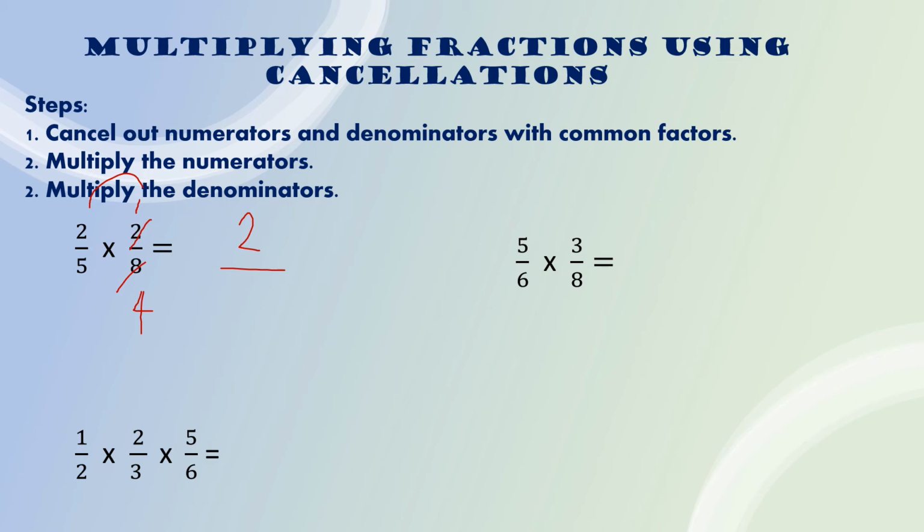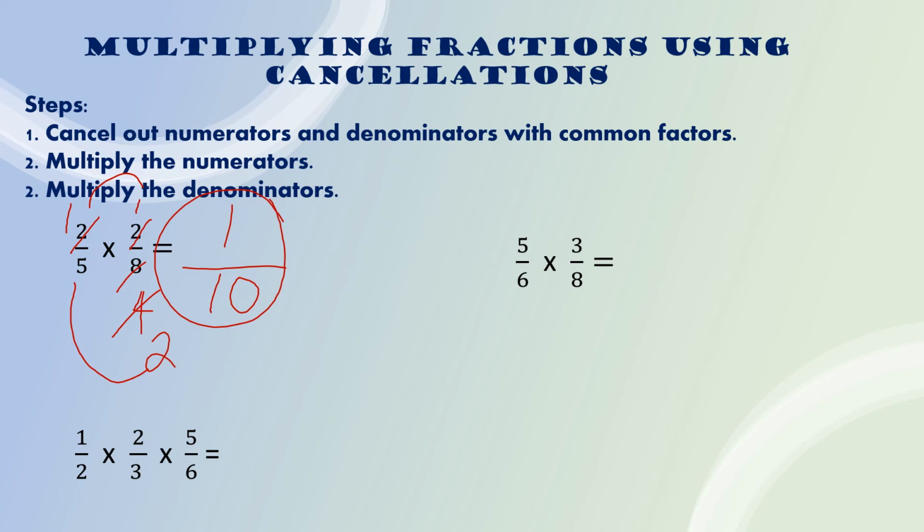Oh, sorry. We can actually simplify 2 and 4, right? So we have 2 and 4. 2 can be divided by 2, so this is 1, and 4 divided by 2 is 2. So is there any more? No more. Now we can proceed. 1 times 1 is 1, and then 5 times 2 is 10. Okay? So our answer is also 1/10.